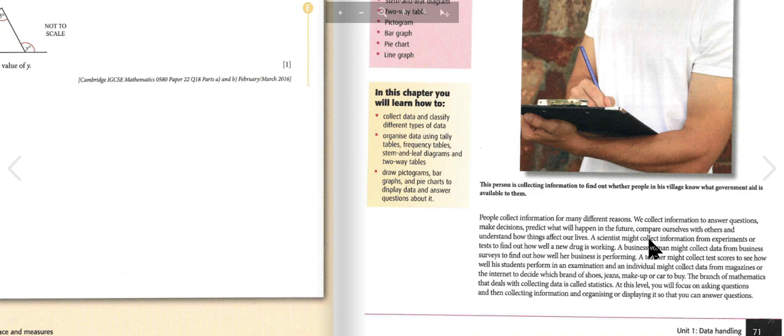The scientists might collect information from experiments or tests to find out how well a new drug is working. A businesswoman might collect data from business surveys to find out how well her business is performing. A teacher might collect test scores to see how well his students perform in an examination, and an individual might collect data from magazines or the internet to decide which brand of shoes, jeans, makeup, or car to buy.